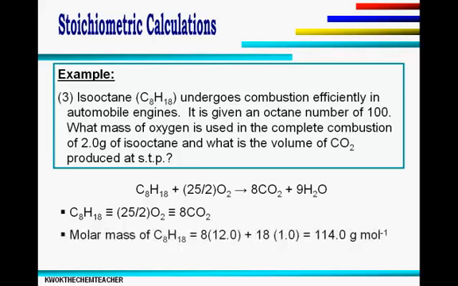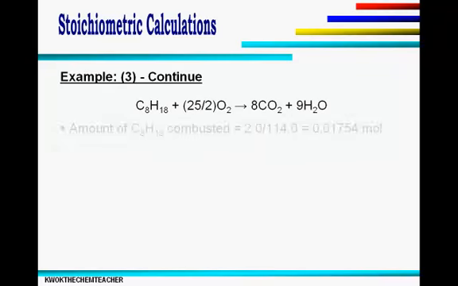Once again, it's important to write the balanced chemical equation, which gives you a mole ratio that for every 1 mole of isooctane, C8H18, you will require 25/2 moles of oxygen that will produce 8 moles of carbon dioxide. Hence, for the molar mass of C8H18, we can obtain it by having 8 times 12 plus 18 times 1 to give me 114.0 grams per mole. As a result, once you have the mass of isooctane as well as the molar mass of isooctane, you can find out the amount of isooctane.